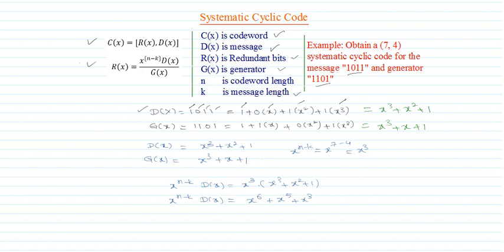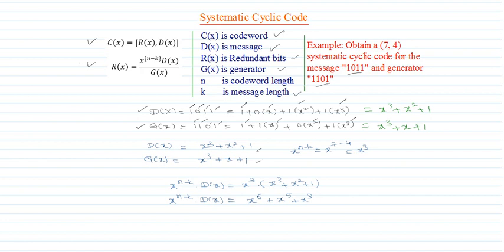Similarly, for G(x), this 1 I have written as it is, plus this 1 I have multiplied with x, then 0 with x squared, and then this 1 with x cubed. So thereby we get x^3 + x + 1. Now finally I have the D(x) and G(x) polynomials. So these are the G(x) and D(x) polynomials.